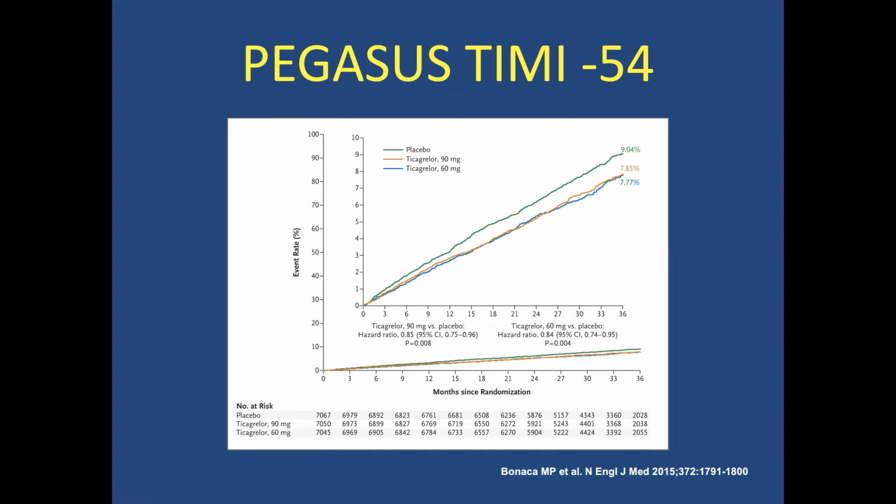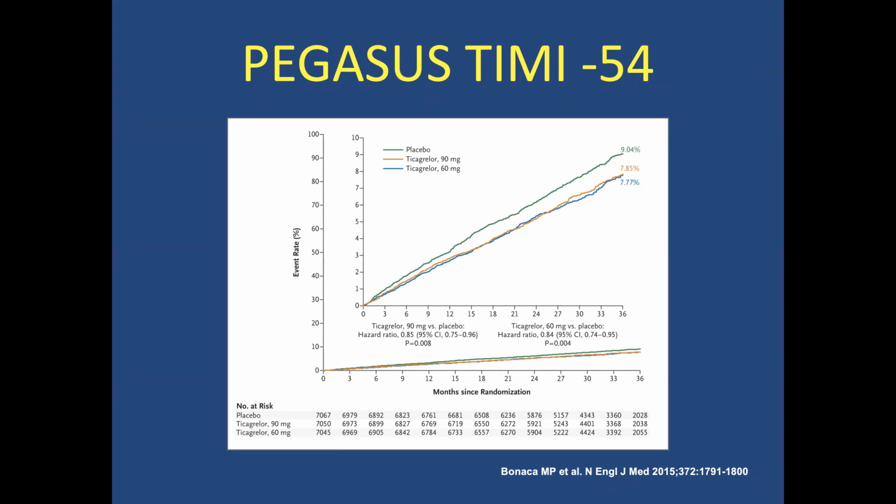So I briefly talk here about the PEGASUS-TIMI 54 trial. For ticagrelor, the usual dosing regimen is a 180 milligram loading dose followed by 90 milligrams twice daily. Clopidogrel and prasugrel are both once daily drugs. You may also see the 60 milligram ticagrelor dose used, and this is from the PEGASUS-TIMI 54 trial.